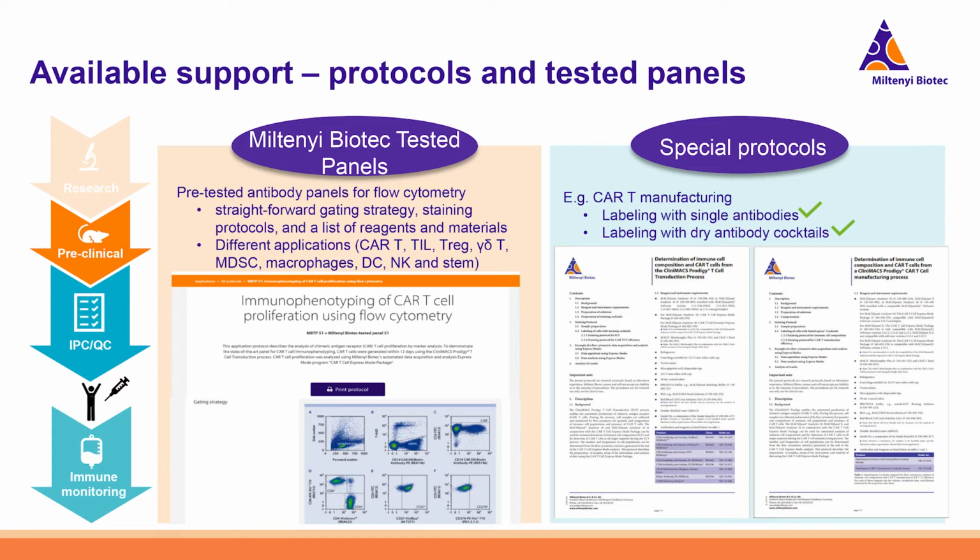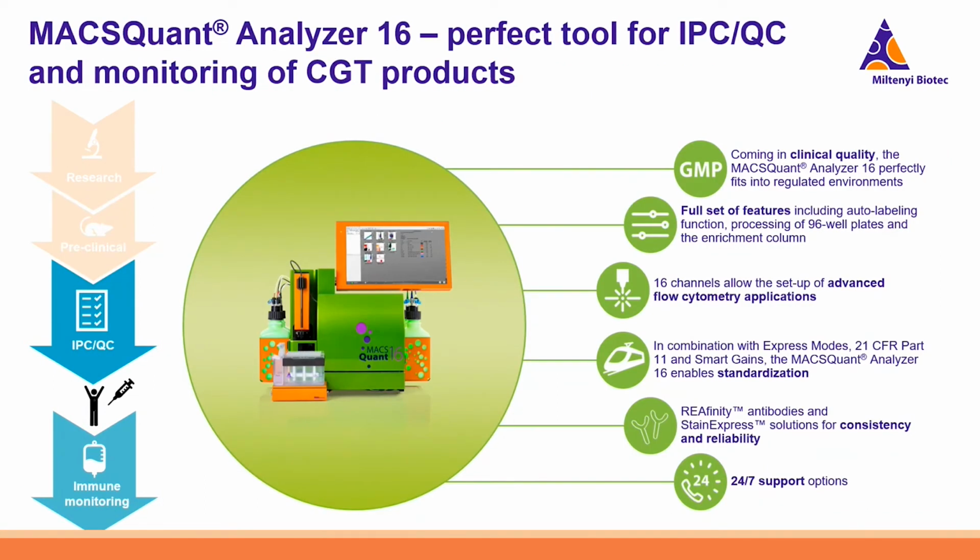So for the research and preclinical phase, we have our Miltenyi Biotec tested panels now for a lot of different applications already, CAR T, TIL, Treg, and so on. And you can just check it out on the webpage. And then for the later phases, for IPC and QC immune monitoring, we have our special protocols. And there we have, for example, some for CAR T cell manufacturing, which you can also find on our webpage. If we're thinking about the later phases, IPC and QC and immune monitoring, we would highly recommend our MACSQuant 16 for that, because it really offers the best features and benefits for this phase.